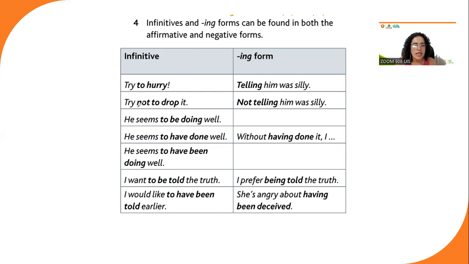Good. So you can see here we have a negative example. Try not to drop it. And the others are affirmative. Try to hurry. He seems to be doing well. He seems to have done well. So you can see we can use them in different tenses as well. We have here the present perfect, or the present perfect continuous as well. He seems to have been doing well. I want to be told the truth. I would like to have been told earlier. So we can use them also in different tenses.